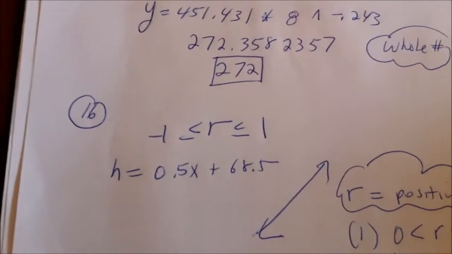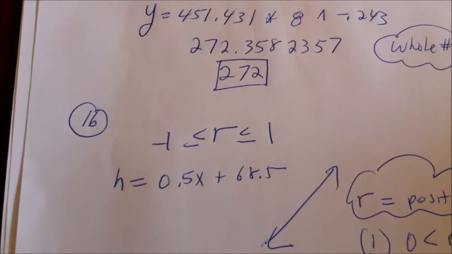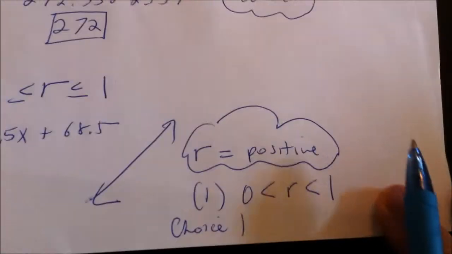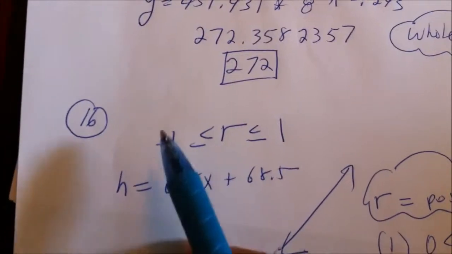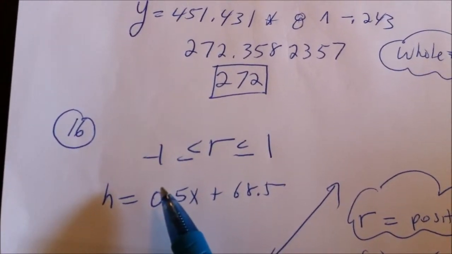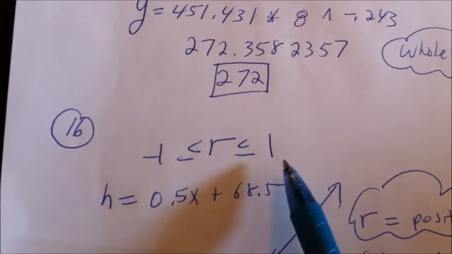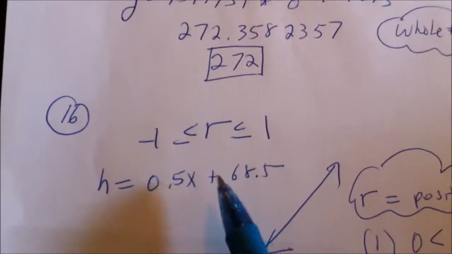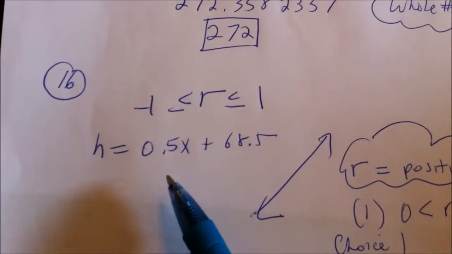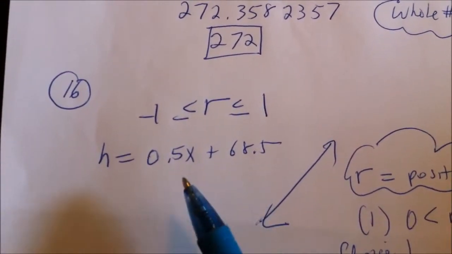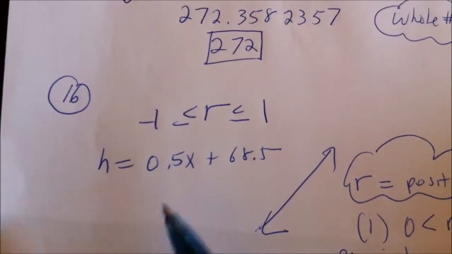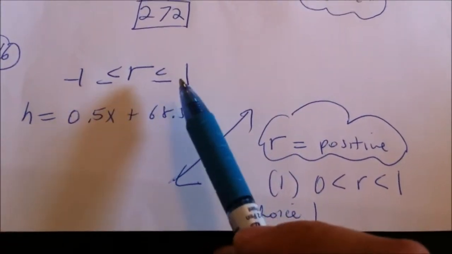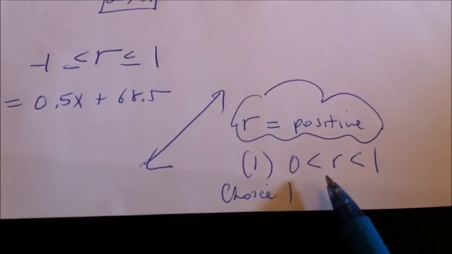Now, number 16 was all about that correlation coefficient I've been talking about, seeing that it's from negative 1 to 1, knowing that the closer it is to negative 1, it's going to be better, stronger, stronger negative, and the closer it is to 1 is going to be a stronger positive correlation. This is a line. If you put this in the calculator, you'd see it increases. I hope that you know that without putting in the calculator, but if you don't, it's okay. This is a slope. Since it's positive, the line is going to increase. Therefore, the correlation coefficient has to be on this side. It has to be positive. That's why it's choice 1.